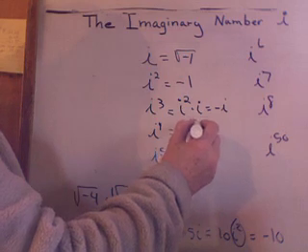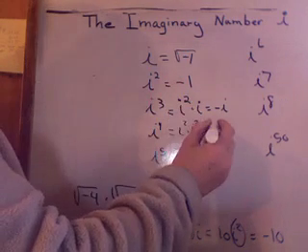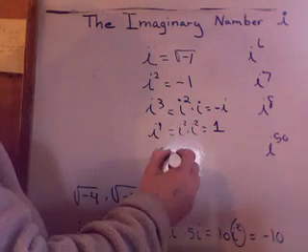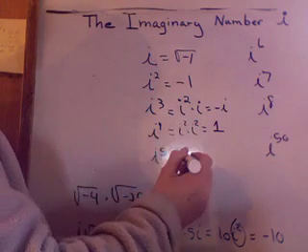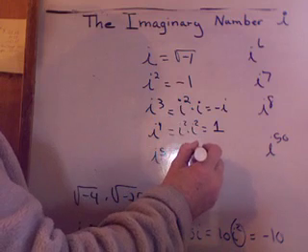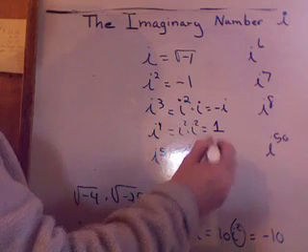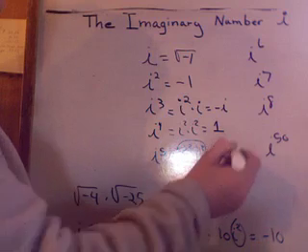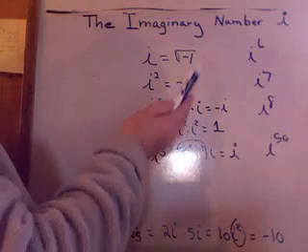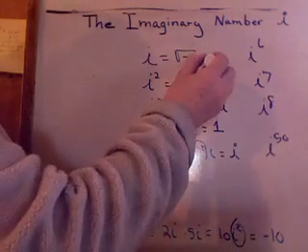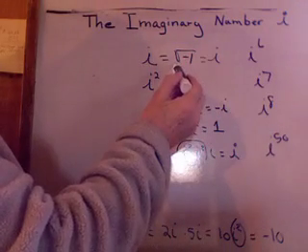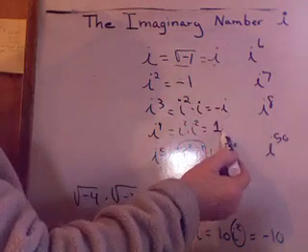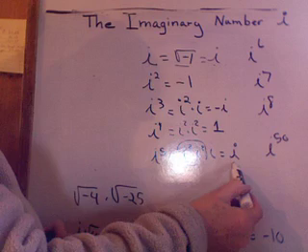i to the 4th. i squared times i squared. What do you think that is? i squared is negative 1. Negative 1 times negative 1? 1. Positive 1. All right. i to the 5th would be i squared times i squared times i. These become a 1. So 1 times i is i. So you see the pattern. It's i, negative 1, negative i, 1. And we start back at i.